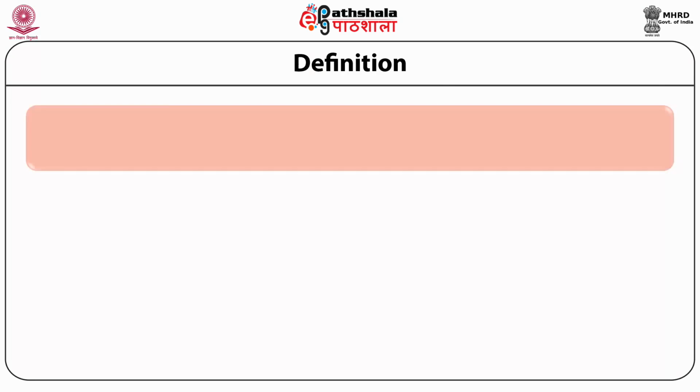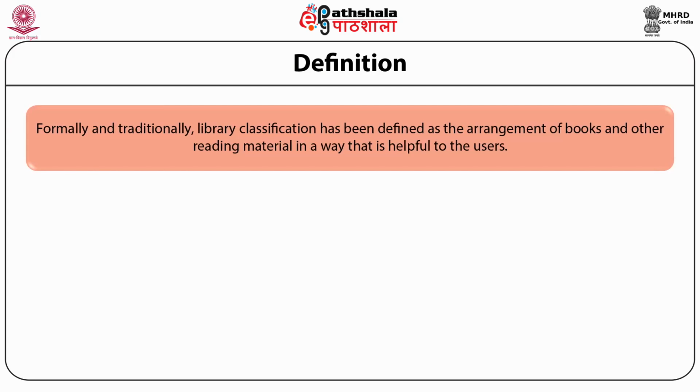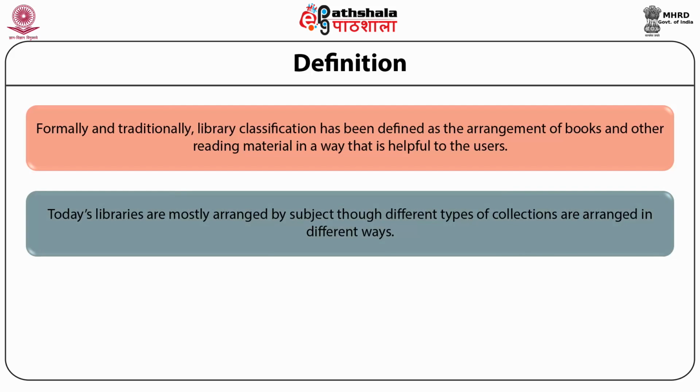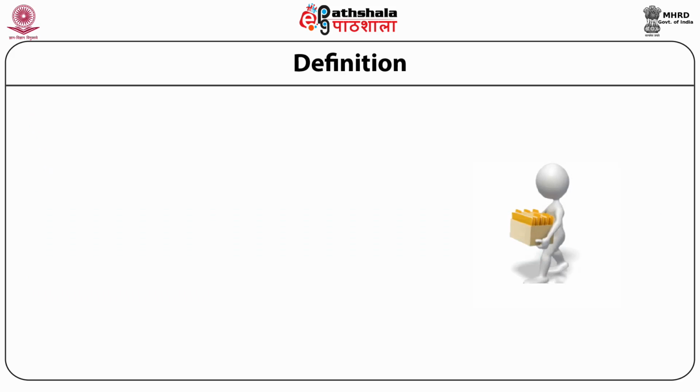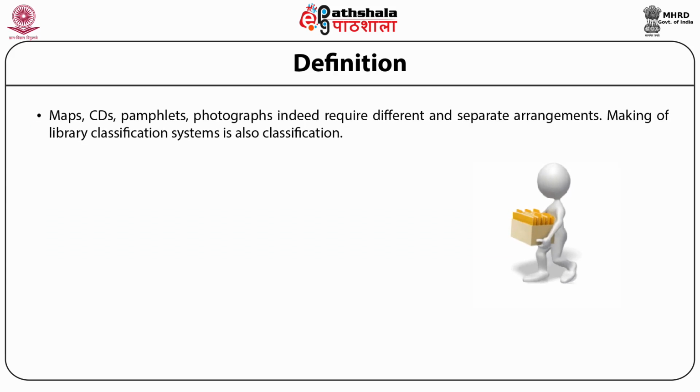Definition of classification. Formally and traditionally, library classification has been defined as the arrangement of books and other reading material in a way that is helpful to the users. Today's libraries are mostly arranged by subject, though different types of collections are arranged in different ways. For example, government documents, patents, or standards are arranged by their own official codes. Current periodicals are arranged alphabetically by title, but the bulk or majority of the books are arranged by subject according to some disciplines. Maps, CDs, pamphlets, and photographs indeed require different and separate arrangement.